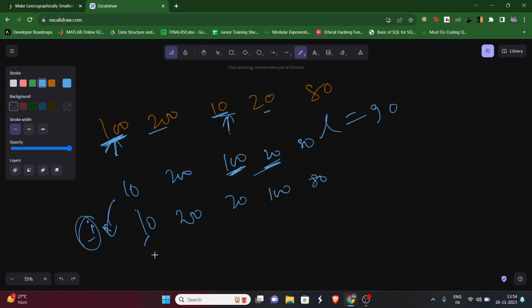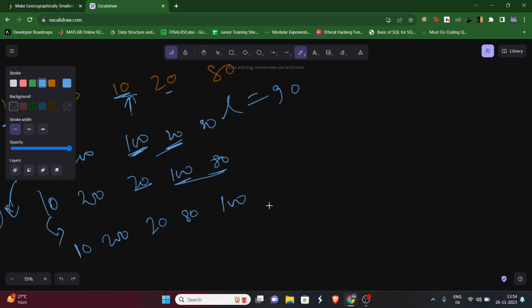And in the next operation, what can we do? We can make it something like this: 10, and swap this 100 and this 80. So 200 will remain as it is, and here it will be 20, here it will be 80, and here it will be 100. Okay.